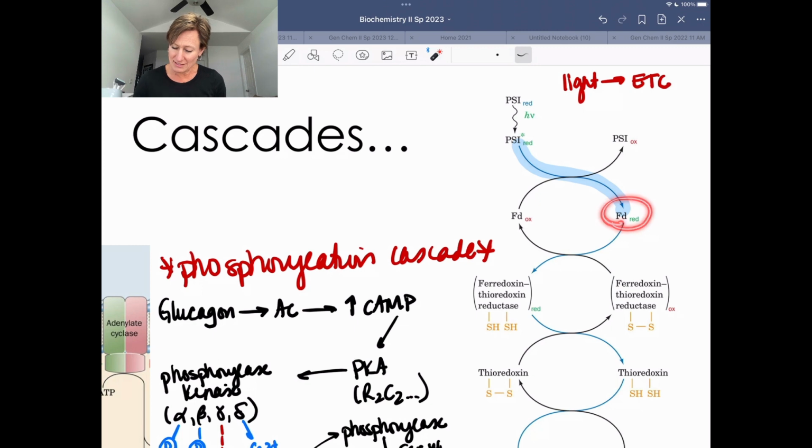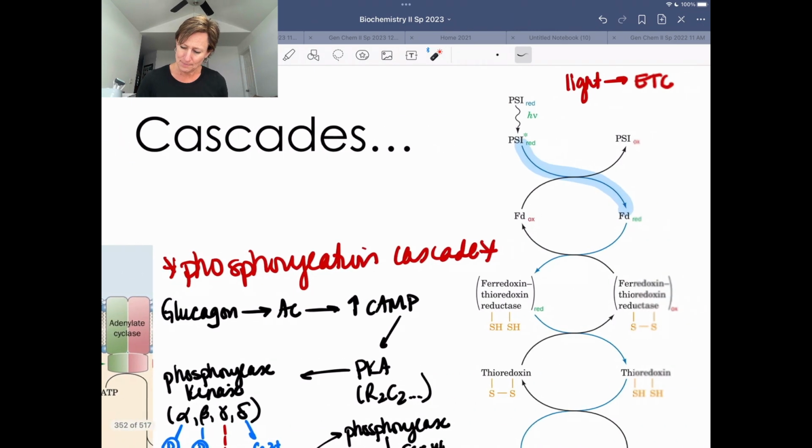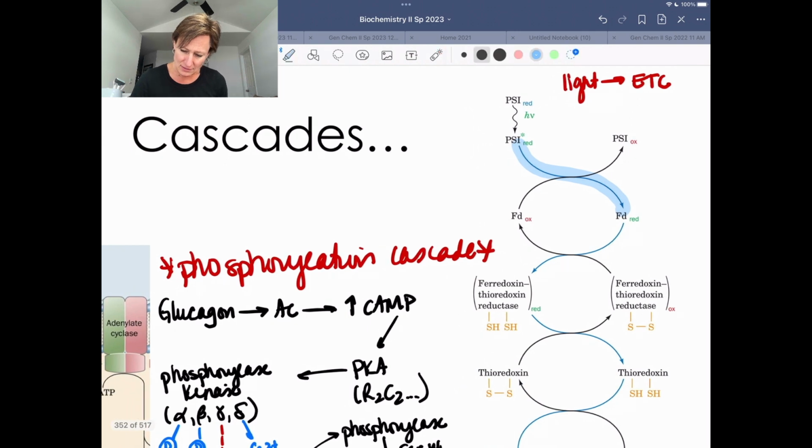Here's again the start. Here's ferredoxin, right here. I'm just going to label this in red. We have a couple of options, 3 options to be exact, of where ferredoxin can take its electrons.